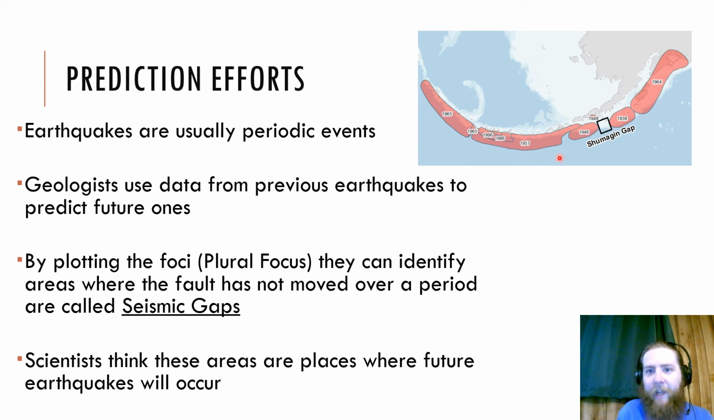So this is a nice picture. We got the Alaska archipelago here, and you've got different dates of different earthquakes, and then you've got the Shumagin Gap right here, which is where we think the next big earthquake in the Alaska area will occur.